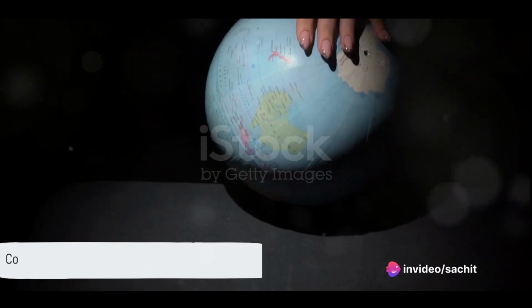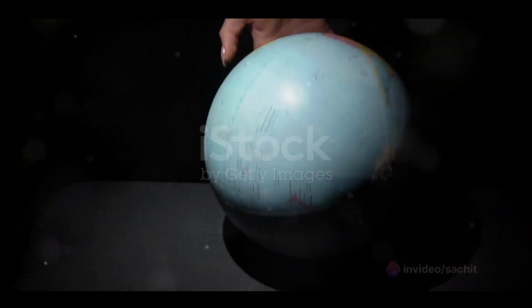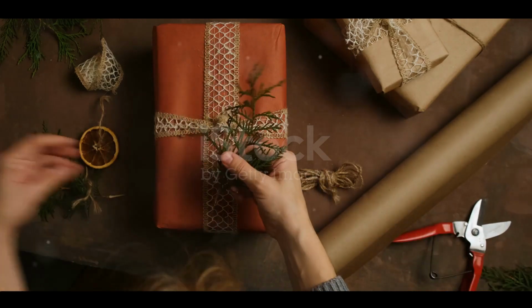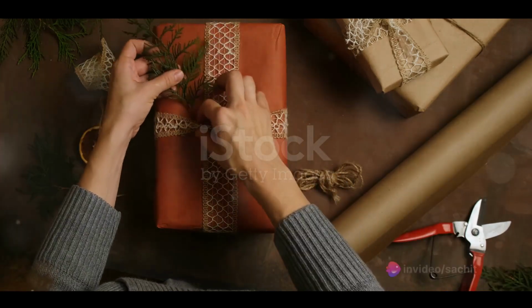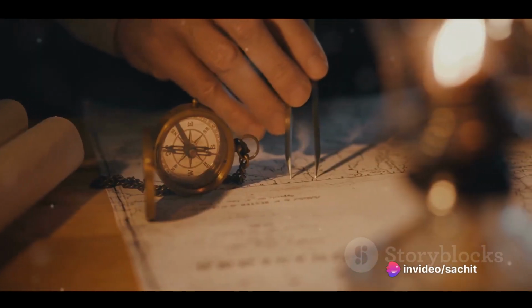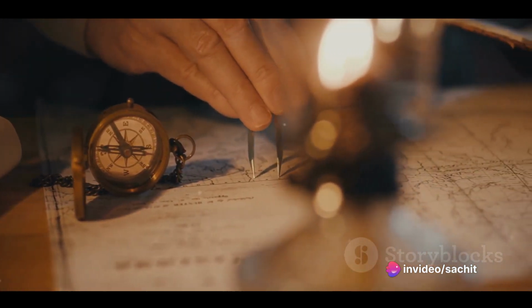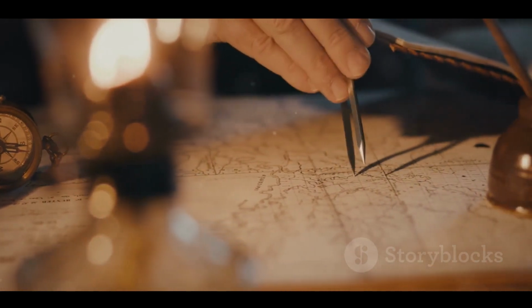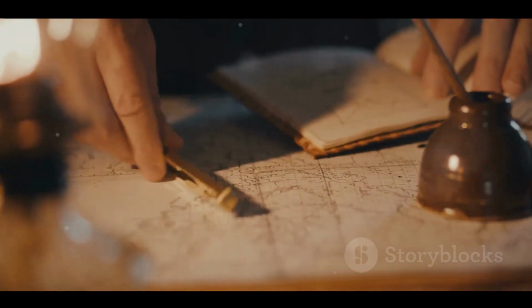Think of it this way. Suppose you're trying to wrap a gift that's perfectly spherical. No matter how you fold the wrapping paper, you'll never be able to get it to fit smoothly without creasing or overlapping. Similarly, when cartographers attempt to flatten the Earth's surface, they have to compromise on certain aspects such as area, shape, distance, or direction.